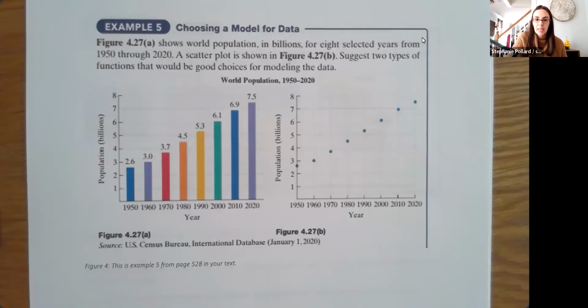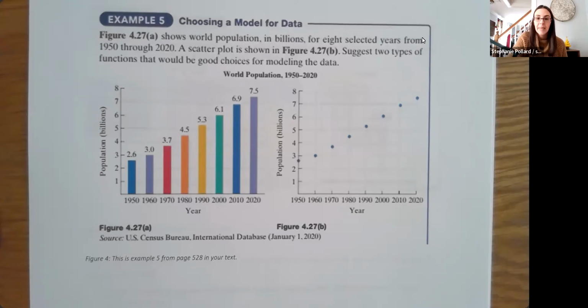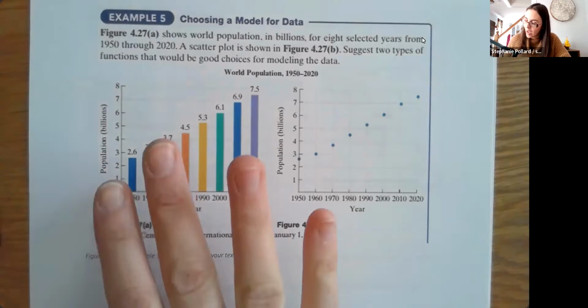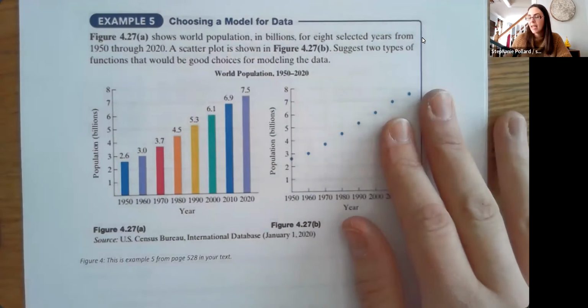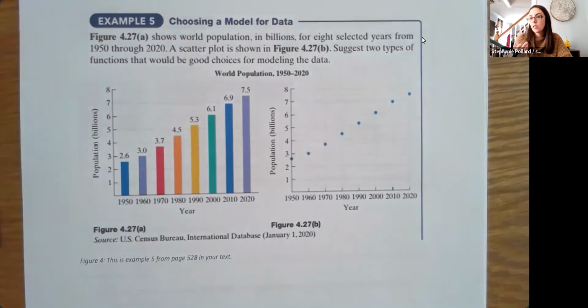Okay, let's look at a couple more examples. So this is example 5 from your text, and it shows the world population in billions for 8 selected years from 1950 through 2020. So you have the bar graph on the left, and then you have the scatter plot on the right. And again, that scatter plot tends to be mostly what we do when we're trying to graph just initial information to see if there's a pattern.